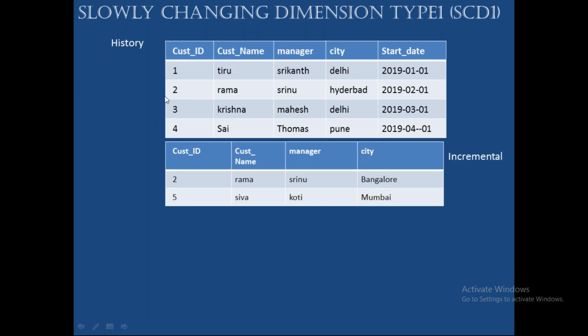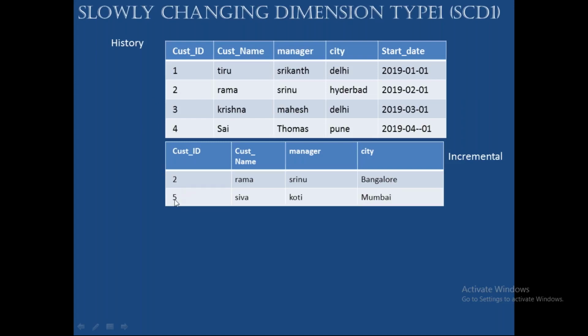it indicates this is an existing record. If it is an existing record, then you need to check here. You see, Rama, customer name is the same, manager is also the same, but previously he was in Hyderabad, and now he has moved to Bangalore. Did you understand? So you take this entire record and update it here.